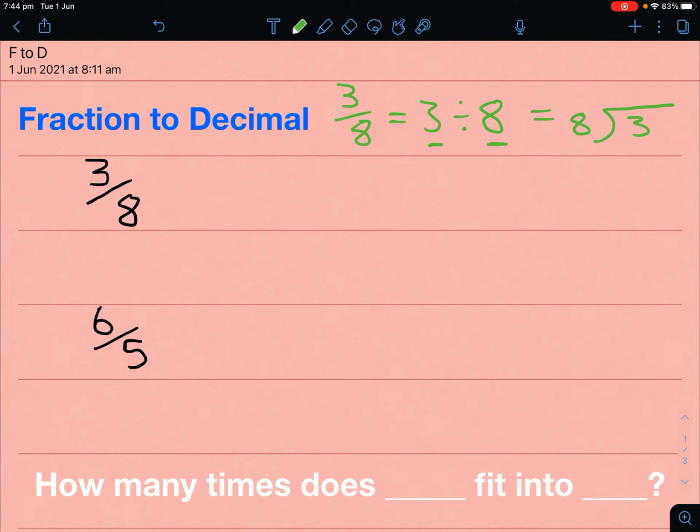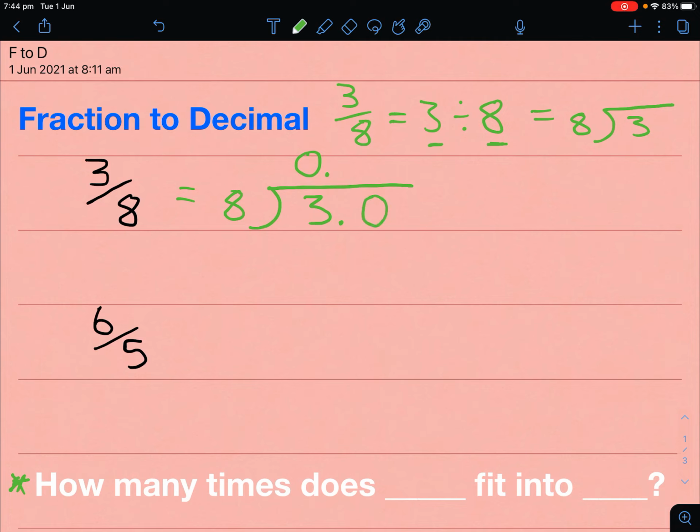So let's just set this up with a bit more space here. So if we do it down here, we're going to set it up the same way. So the numerator of our fraction, the top number, goes on the inside, and the denominator, the bottom number, goes on the outside. And we're going to ask ourselves that question again. How many times does 8 fit into 3? Well, 8 doesn't fit into 3, so we put a 0 there. And because we've run out of numbers now, we need to put a decimal place.